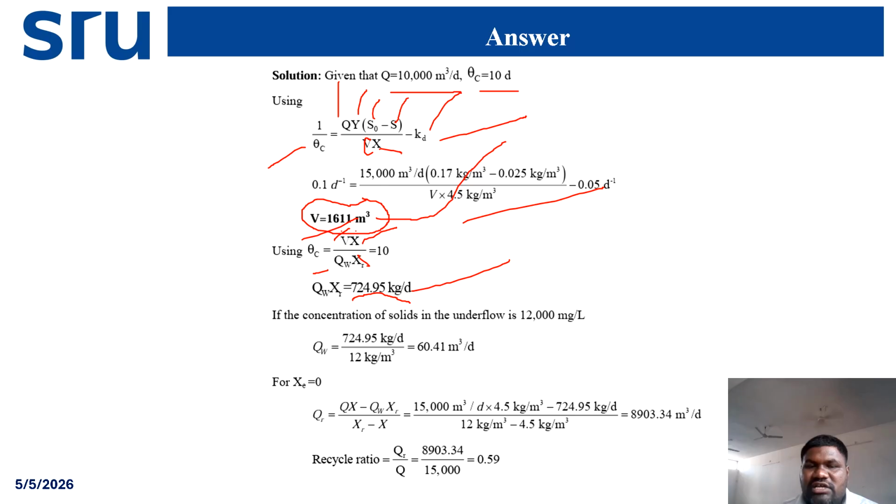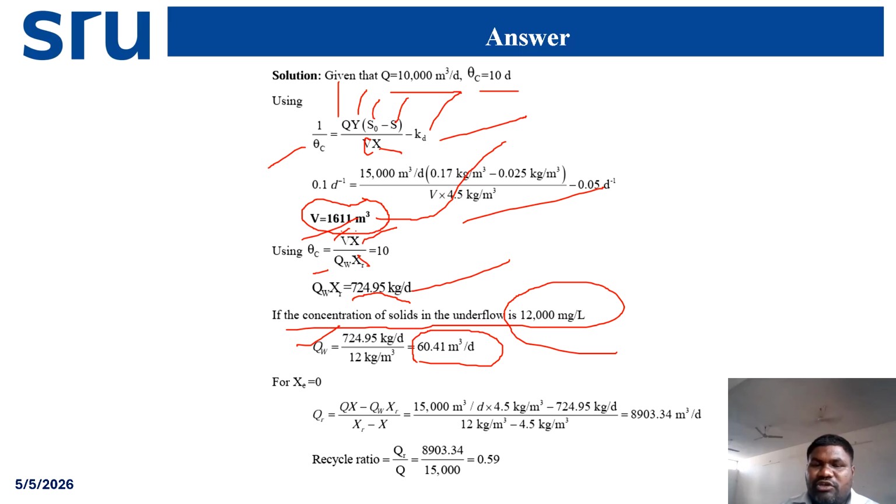Along with the mass we need to calculate the volume also. What will be the volume? If the concentration of XR is 12,000 milligram per liter, QW we need to calculate. QW equal to 724.95 divided by the XR concentration, 12,000 milligram per liter, that is 12 kg per meter cube. It is getting around 60.41 meter cube per day.